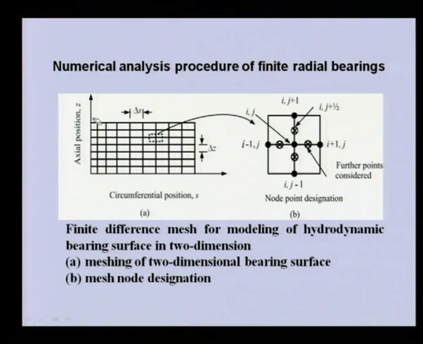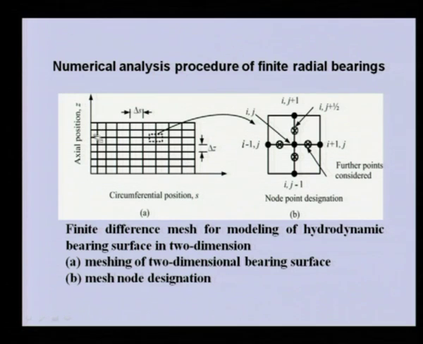Now we will see how we can solve the partial differential equation, this Reynolds equation, using the finite difference method. So a brief outline of the method will be explained, and for this particular case, as we have explained previously, once we cut the bearing and unwrap it, this will be the bearing inner surface.